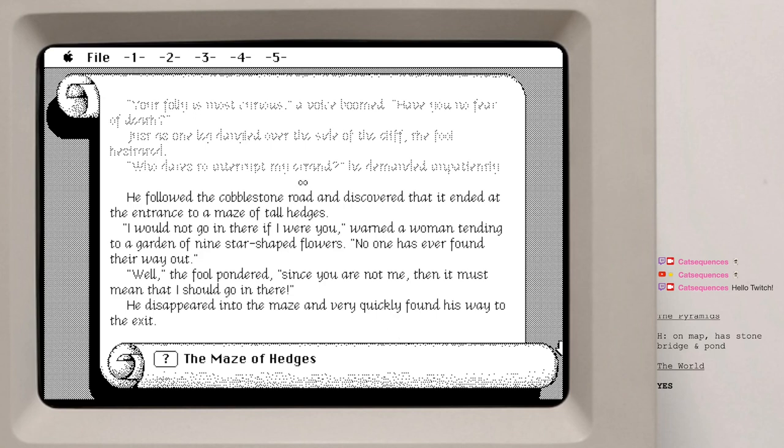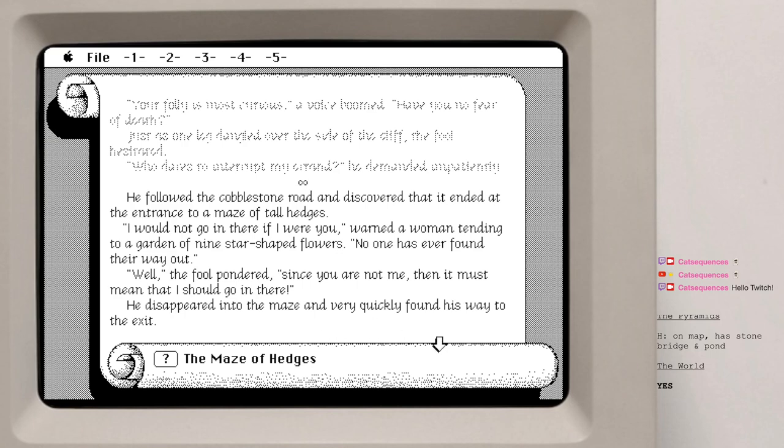You follow the cobblestone road. He followed the cobblestone road and discovered that it ended at the entrance to a maze of tall hedges. I would not go in there if I were you, warned a woman attending to a garden of nine star-shaped flowers. No one has ever found their way out. Well, the fool pondered, since you are not me, then it must mean that I should go in there. He disappeared into the maze and very quickly found his way to the exit.